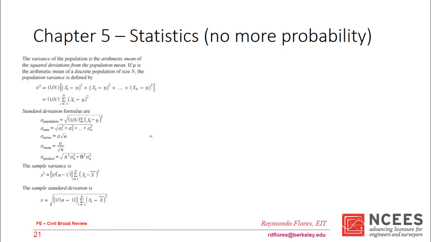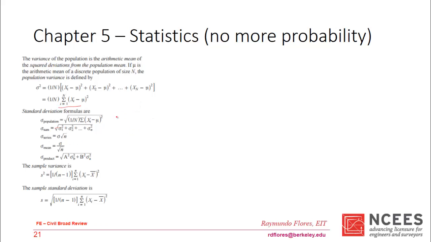Anyways, for the statistics, it says the variance of the population is the arithmetic mean of the square deviations from the population mean. If mu is the arithmetic mean of a discrete population of size n, the population variance is defined by sigma squared equals 1 over n times (x1 minus mu) squared plus (x2 minus mu) squared plus dot dot dot plus (xn minus mu) squared. And that is given by the big sigma, the summation sigma.